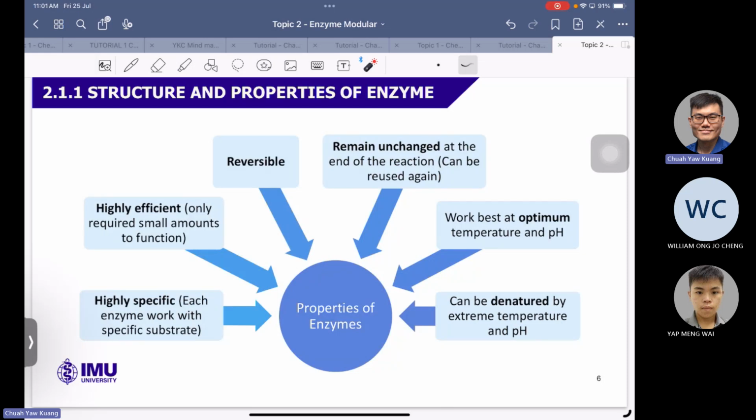So first one, highly specific, as I mentioned just now, not just the shape but also the bonding as well. Then second, they are highly efficient, meaning that they have a very high turnover number. Turnover number means how many molecules of product can be produced from the reactant by one molecule of the enzyme per unit of time.